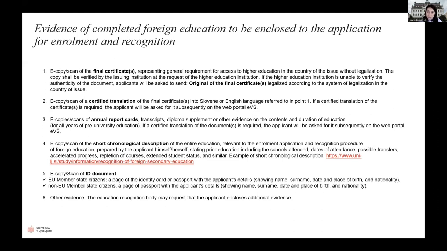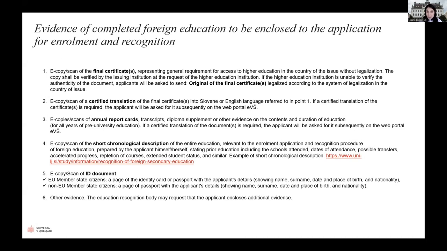You also must upload a short chronological description of the entire education relevant to the enrollment application and recognition procedure of foreign education, prepared by yourself, stating prior education, including the school attended, dates of attendance, possible transfers, and so on. On our website, you can find an example of it.